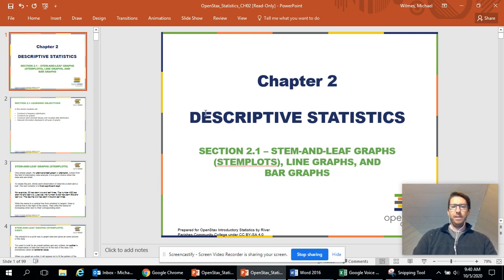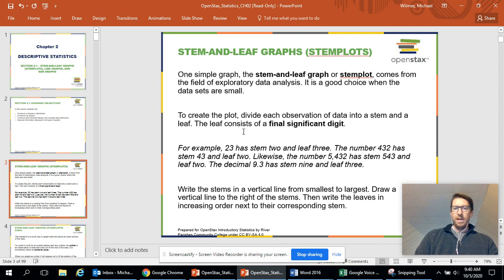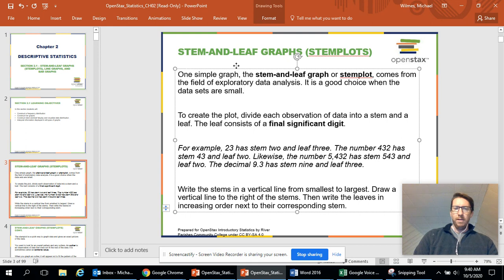Hello everybody, here's the 2.1 video talking about the start of chapter 2 and stem and leaf graphs, line graphs, and bar graphs. In this section, we're going to be talking about all of those items. The first one we're going to be talking about is the stem and leaf graph, otherwise known as the stem plot. And this works really well when data sets are small.